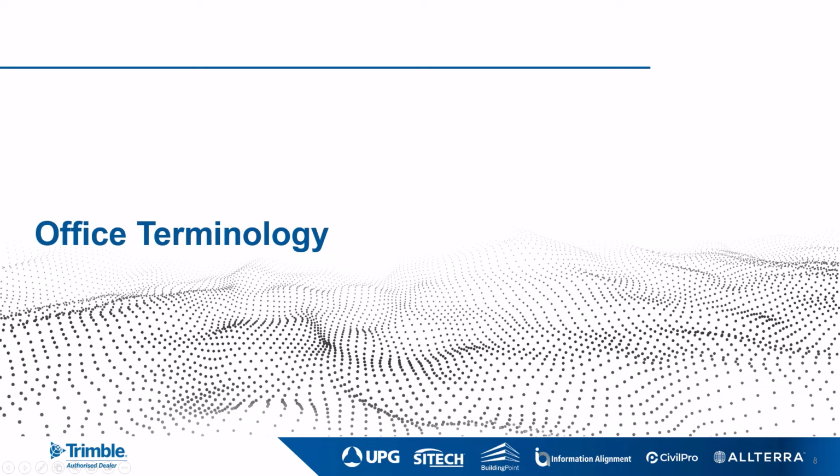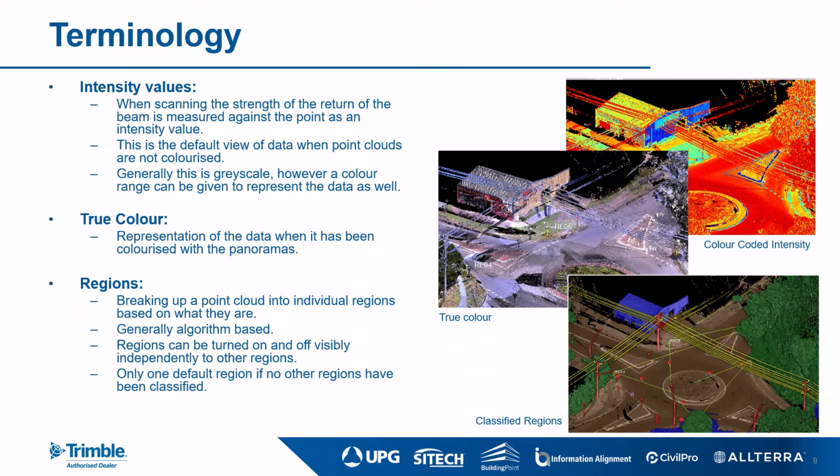Next, we'll look at office terminology. The intensity values are the default view of scan data. Generally, when scanning, not only is the location measured, but also the intensity of the return of the signal. This allows things like road markings, which have a strong signal return, to be easily identified in the scan data against bitumen, which has a much weaker return.